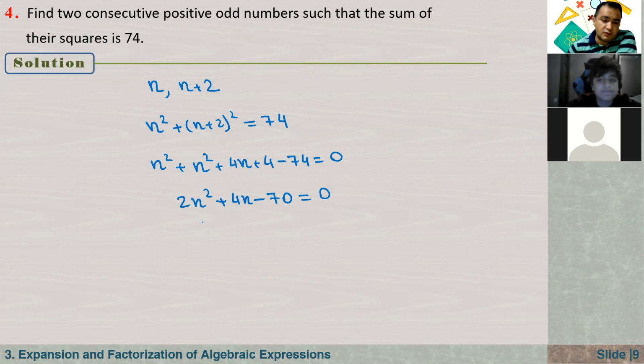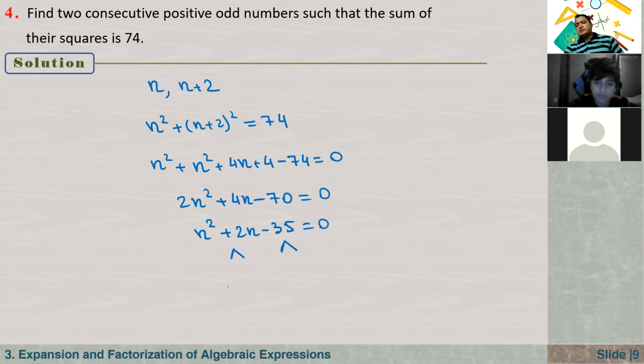All numbers in the equation are even numbers, so we can simplify this further, dividing both sides by 2. Here we have n squared plus 2n minus 35 equals 0. As you see here, the coefficient of n squared is equal to 1. So how do you solve this? By factorization. Can you tell me two numbers whose product is negative 35 and their sum is 2?